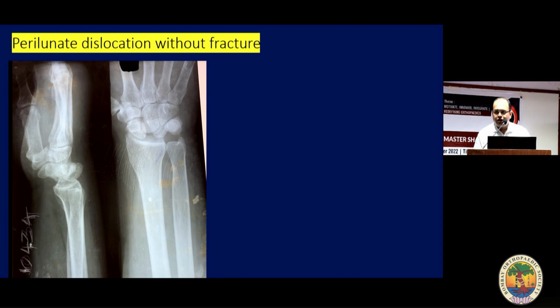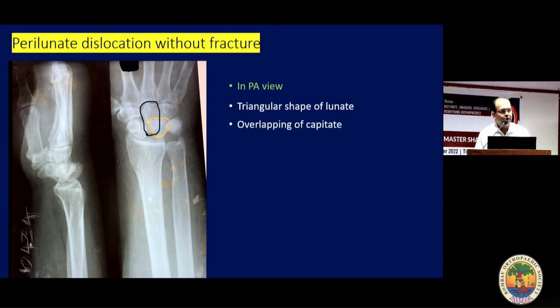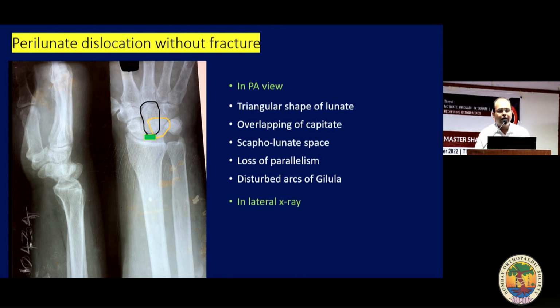In a perilunate dislocation without a fracture, on the PA view, you see a triangular shape of the lunate; usually the lunate is not triangular. If you see a triangular lunate overlapping with the capitate, that means there is a lunate or perilunate dislocation. Then you again look at the space between scaphoid and lunate, loss of parallelism, and a disturbed arc of Gilula. These are the important posterior anterior view X-ray findings. On the lateral view, we have to see whether the lunate is in alignment with the radius and capitate or not. So this is a perilunate dislocation without fracture.